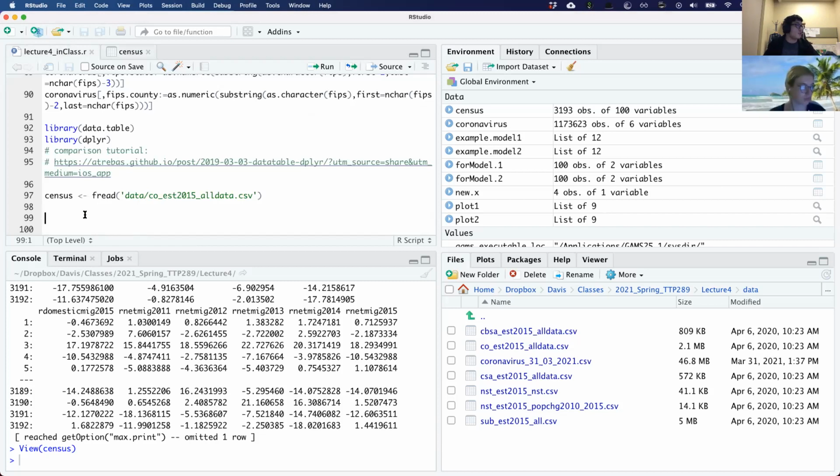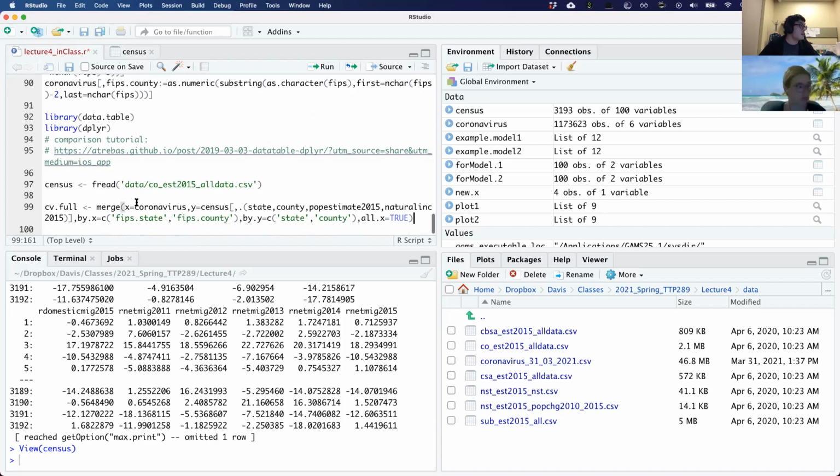Okay, and so what I'm actually going to do is to merge my 2 data sets, my coronavirus and my census data sets. And then I'm not going to grab all of the data from the census. I'm just going to grab a couple of these columns. So state, county, population estimate.